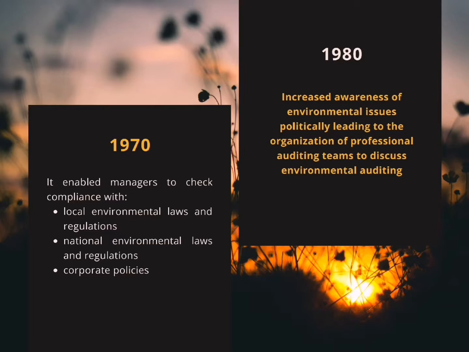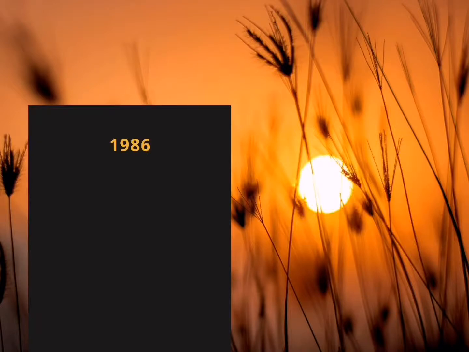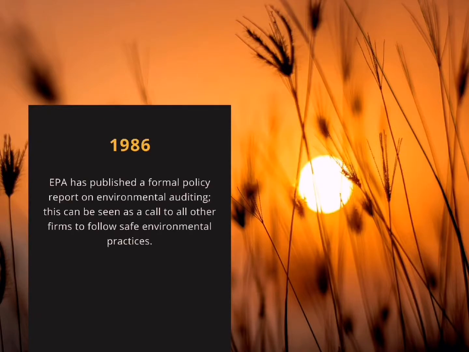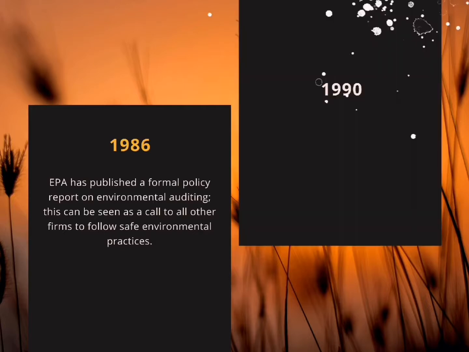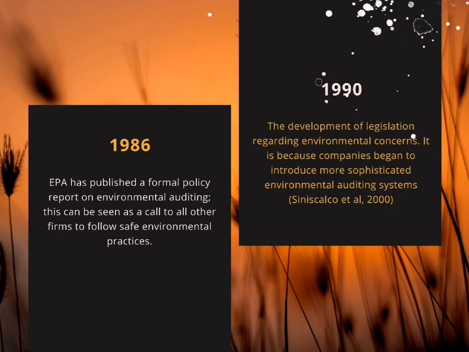It also increased awareness of environmental issues politically, leading to the organization of professional auditing teams to discuss environmental auditing. By 1986, the EPA had published a formal policy report regarding environmental auditing. This can be seen as a call to all other firms to follow safe environmental practices. The particular focus of this initial report was that environmental auditing would help health and safety around the workplace. In the 1990s, we saw the development of legislation regarding environmental concerns. Furthermore, companies began to introduce more sophisticated environmental auditing systems.